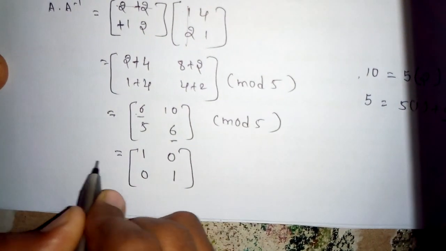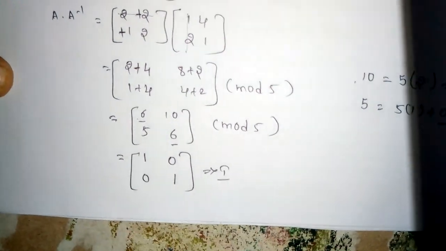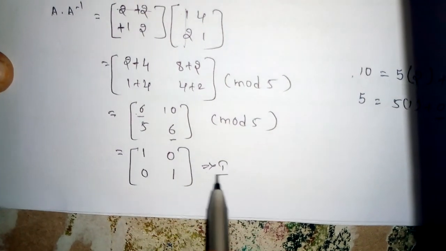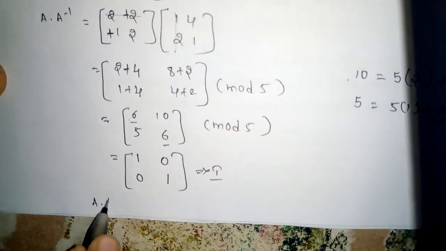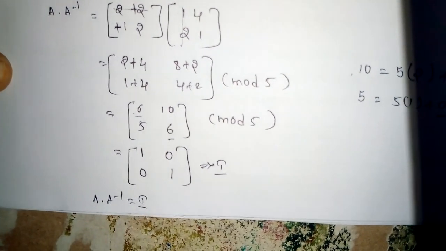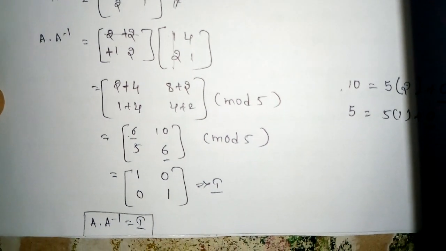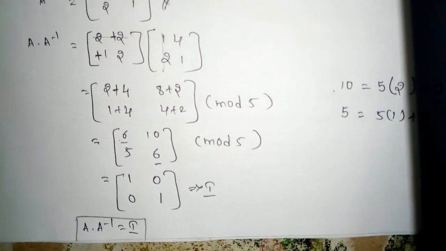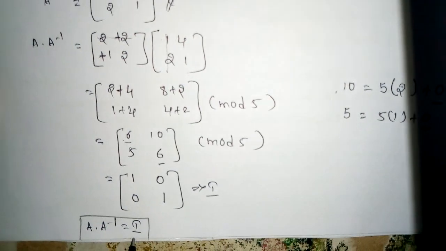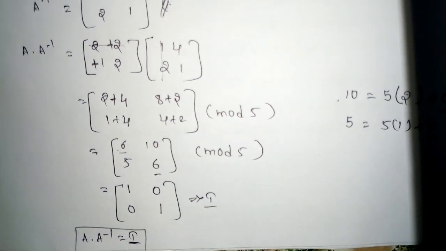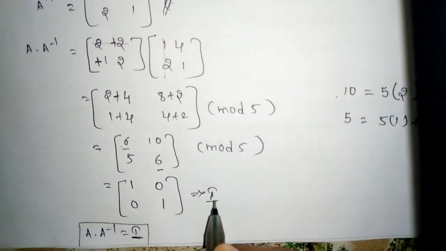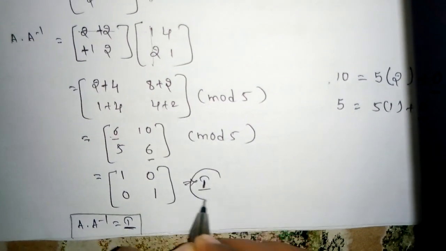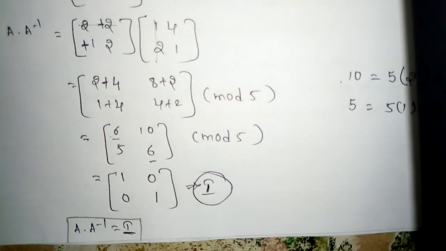Always A into A inverse equals I. You all know that 1, 0, 0, 1 equals I. That is A into A inverse equals I. At last, A into A inverse equals I. This is the inverse modulo formula. And at last, to check whether your answer is correct or not, the whole matrix should be equal to I. Thank you for watching my video.